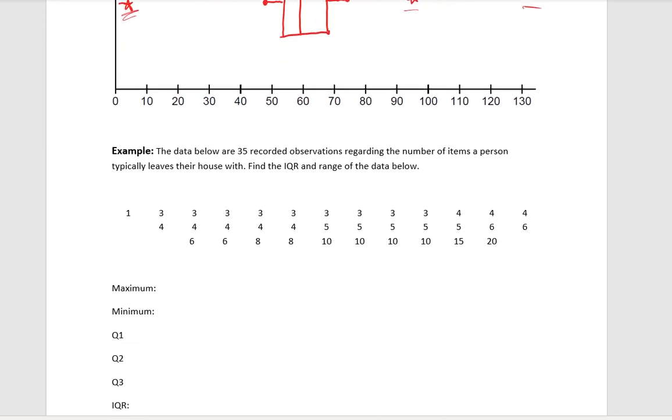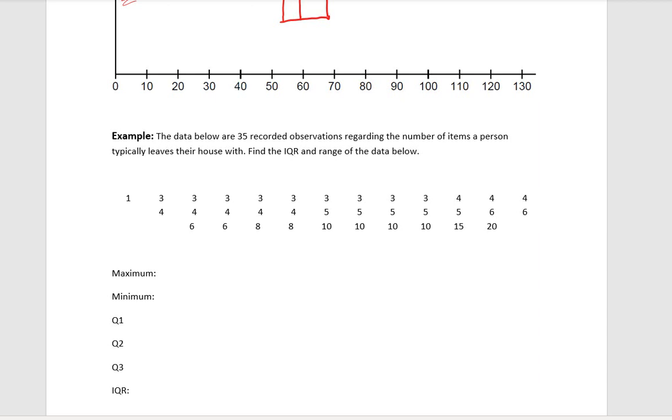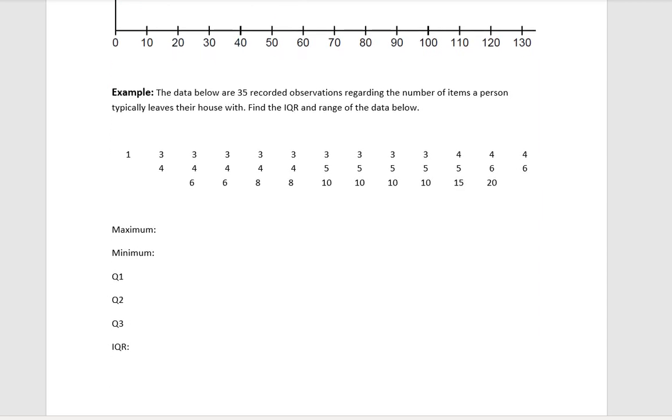Okay, great. So on the next one, we asked people the number of items that they typically left the house with. I don't know anybody that leaves the house with less than 3 objects, but whatever. Keys, phone and wallet, that's just me.